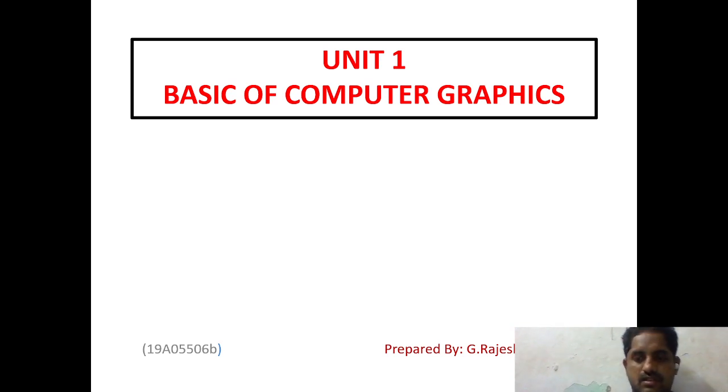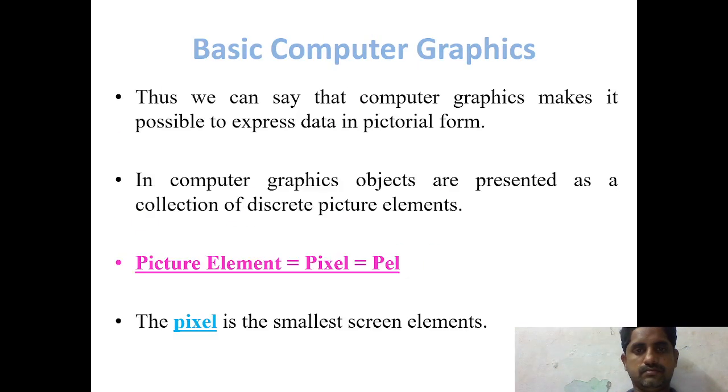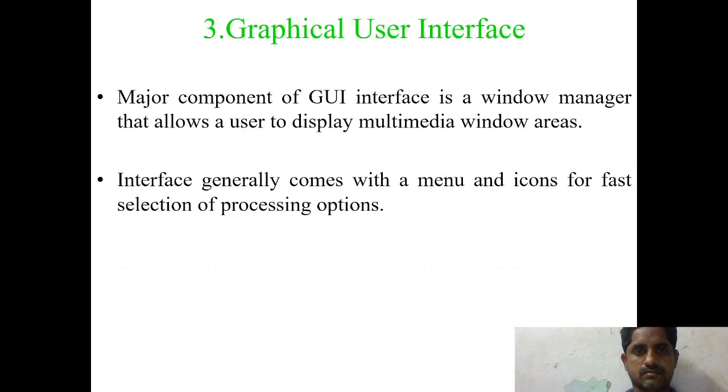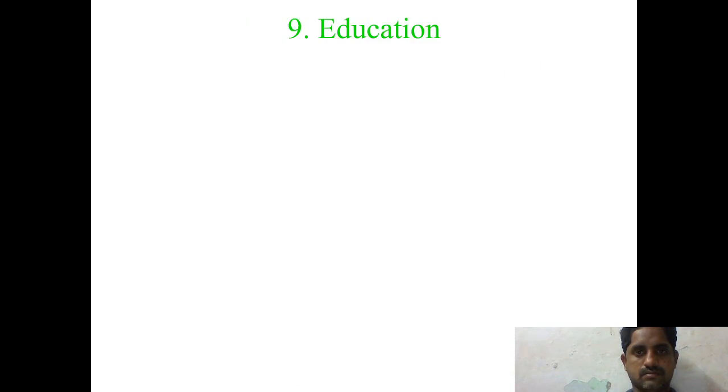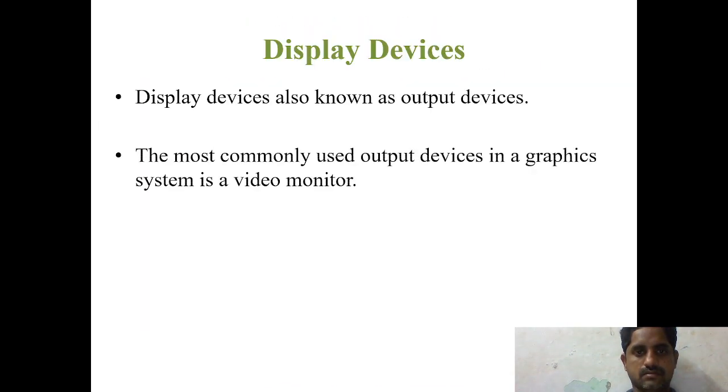And next we look into display devices. So next up we look into what is computer graphics and what are the applications of computer graphics. So now we can discuss the display devices. Display devices are also known as output devices. The most commonly used output device in a graphics system is a video monitor.